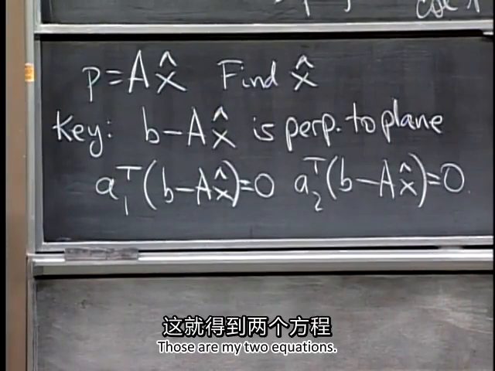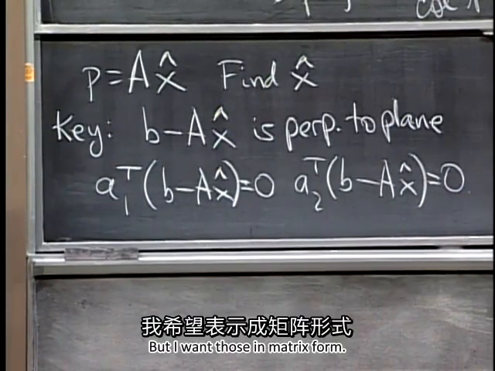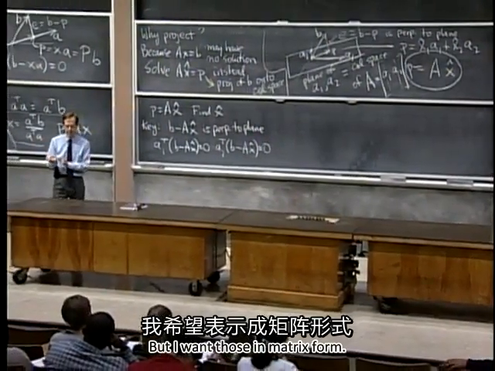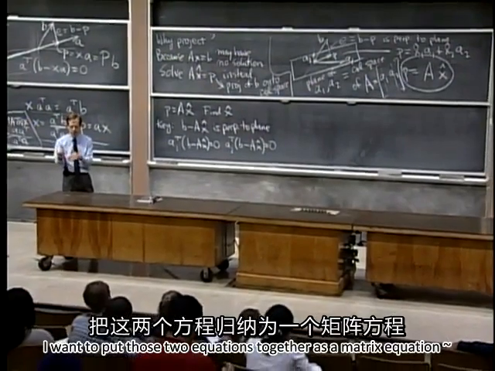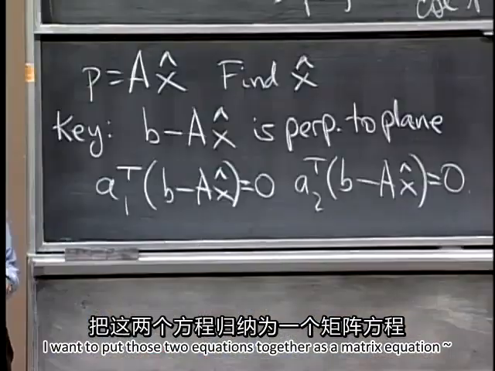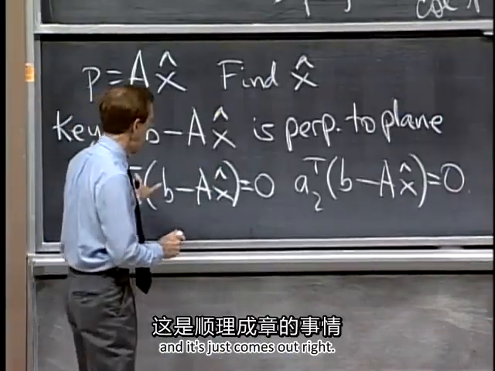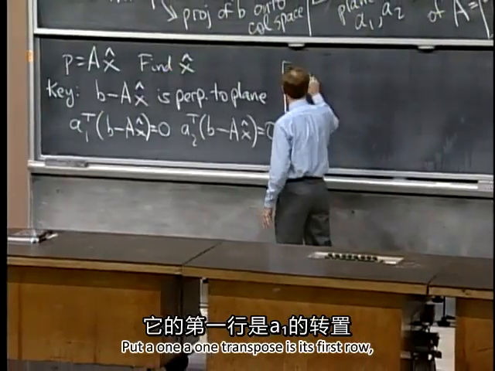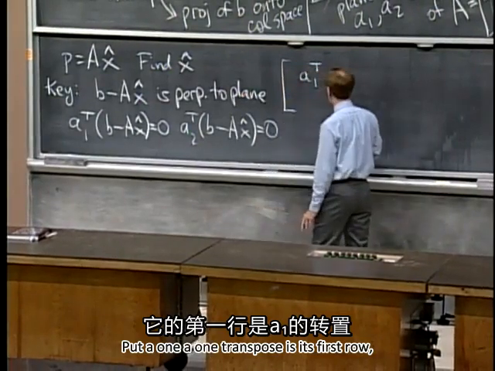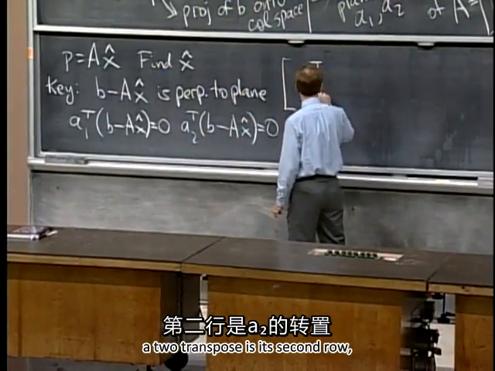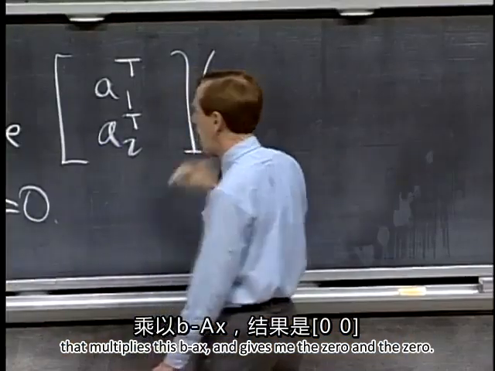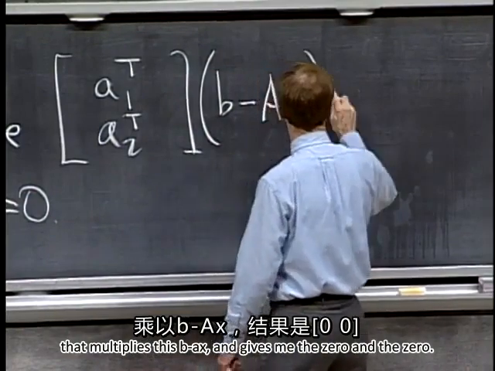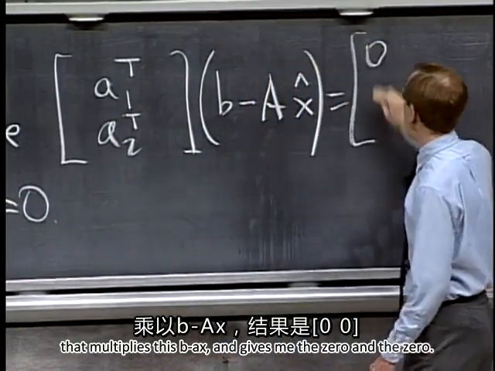Those are my two equations. But I want those in matrix form. I want to put those two equations together as a matrix equation. And it just comes out right. Look at the matrix A transpose. Put A1 transpose as its first row, A2 transpose as its second row. That multiplies this B minus A x and gives me the 0 and the 0.